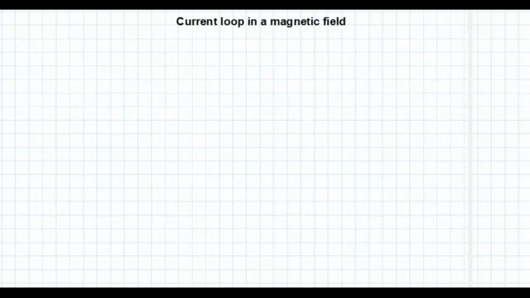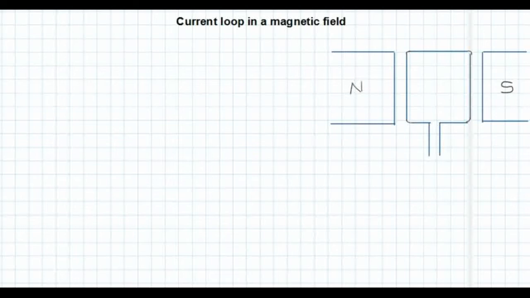Today we will see how Fleming's left hand rule rotates a rectangular current carrying loop in a magnetic field. So we may start now. Today we will discuss a rectangular current loop in a magnetic field. So what will happen when a rectangular current loop is taken into a uniform magnetic field?